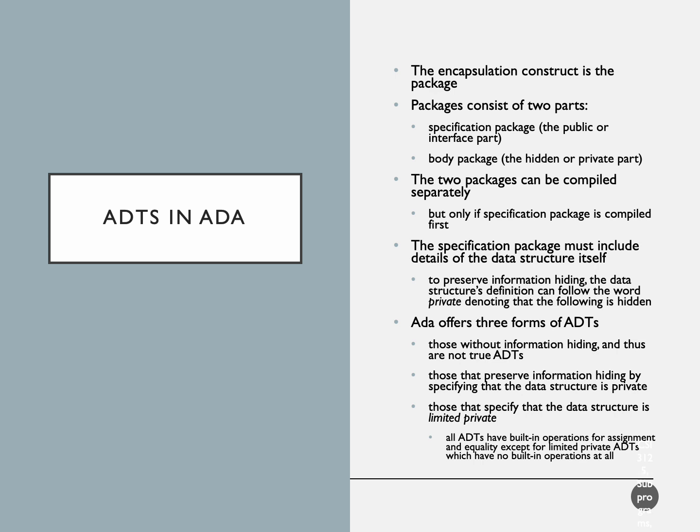Now Ada actually supports three levels of ADTs. First, types without information hiding. These are not true ADTs. Second, types that are declared private, hiding their implementation. Third, types that are limited private, even more restrictive, with no built-in assignment or equality operations, which forces all manipulation to go through defined subprograms.